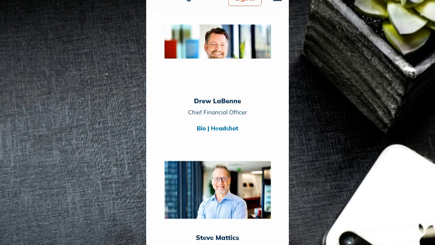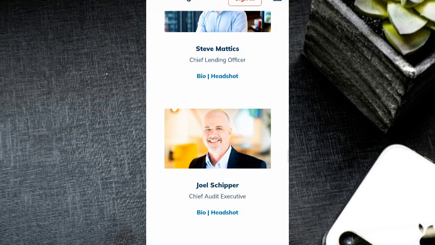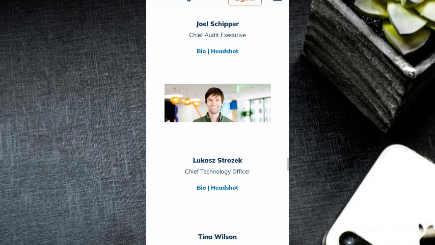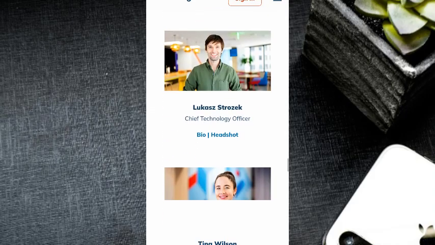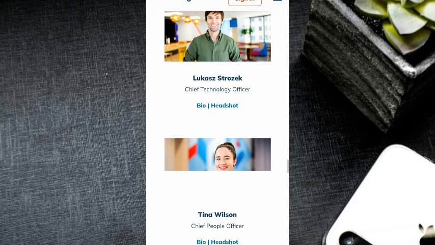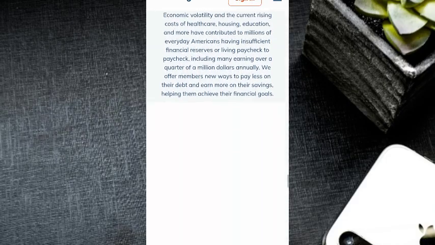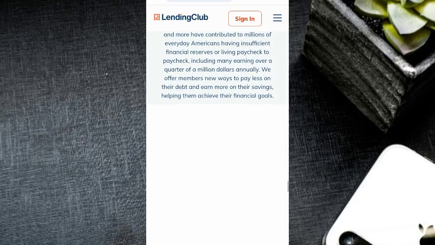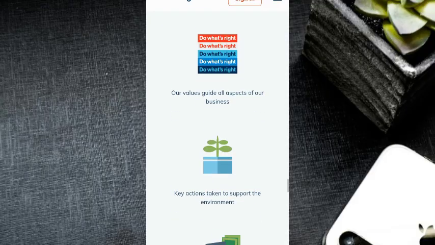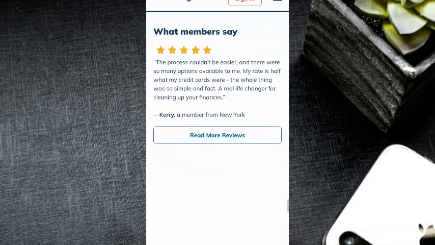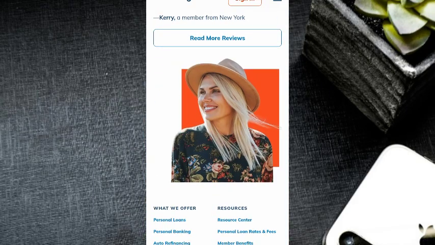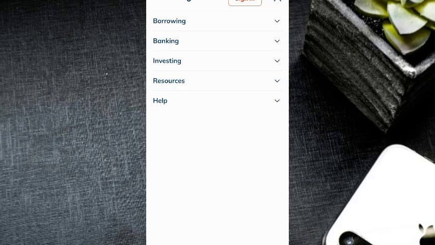The calculator will ask you to enter basic details about your current auto loans, such as outstanding balance, interest rates, remaining terms, and monthly payment amounts. You'll also provide some information about your vehicle, like the make, model, and year. Once entered, the calculator generates a side-by-side comparison of your current loan versus a potential Lendingclub refinance offer.